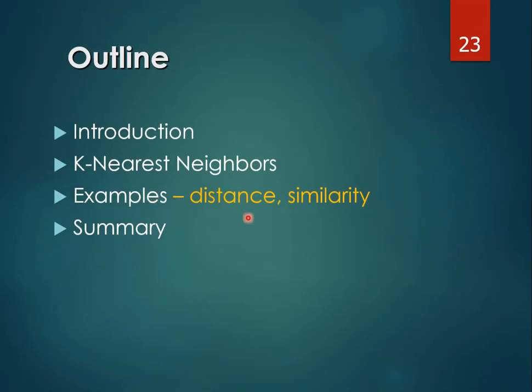So we have looked into examples that use distance and similarity. When we use distance, we find the nearest, so the minimum distance. But if we use similarity, we use the value which is the higher. The higher the value, the more similar the new tuple is to the existing data.